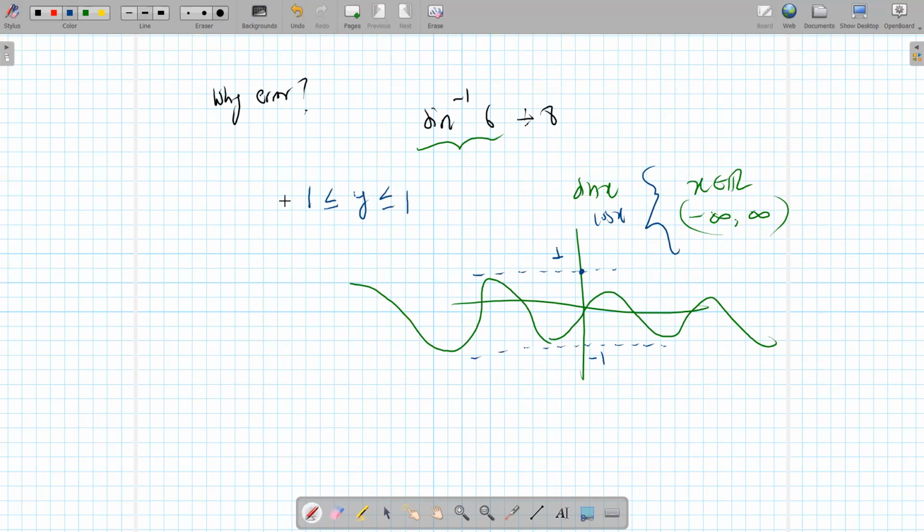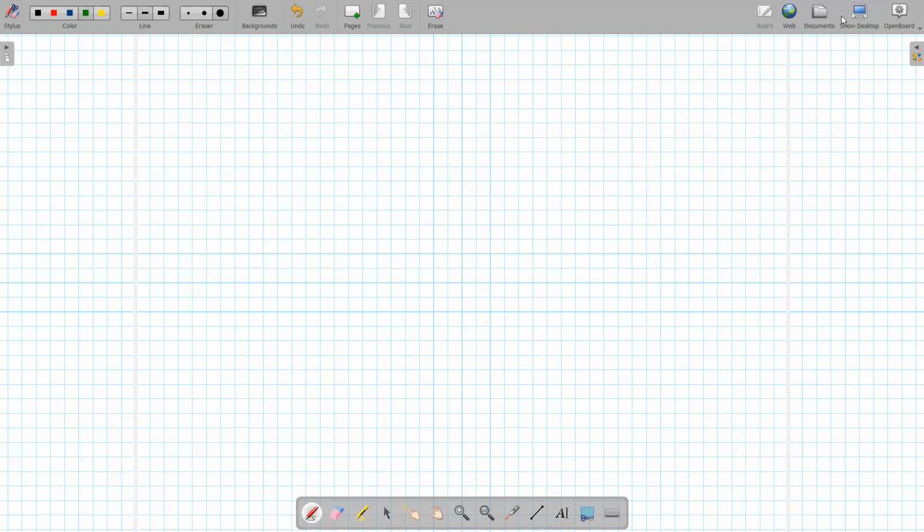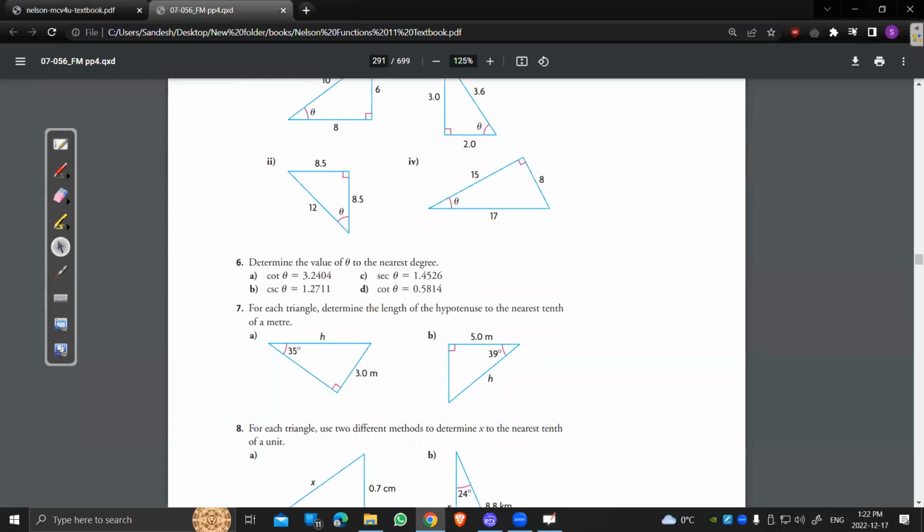-1 to 1, I guess. The lower bound is always on the left. So when you do sine inverse of 6, it's trying to find the x value when the y value is 6, which does not exist. That's why it gave you an error there, because it was not in the domain of the function itself. In a sense, it was trying to divide by 0. Does that make sense?